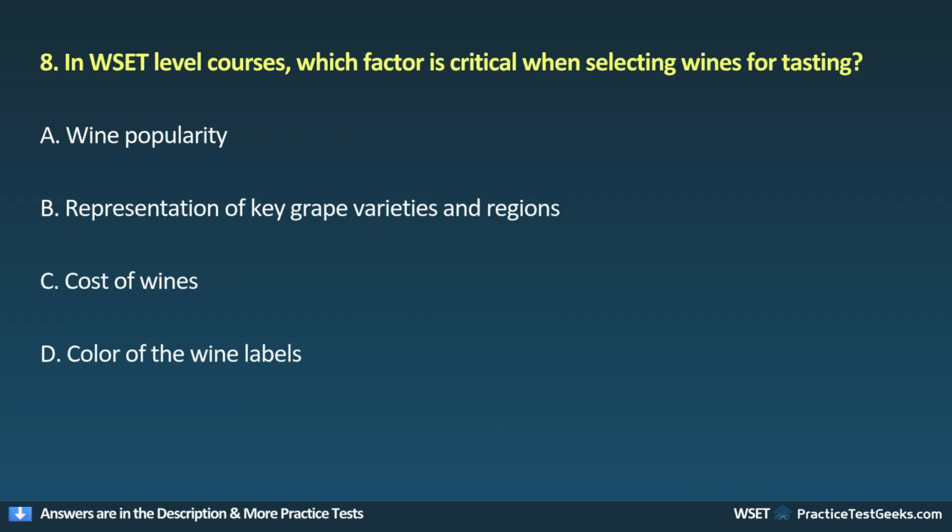8. In WSET level courses, which factor is critical when selecting wines for tasting? A. Wine popularity. B. Representation of key grape varieties and regions. C. Cost of wines. D. Color of the wine labels.